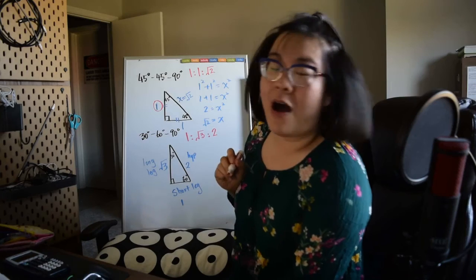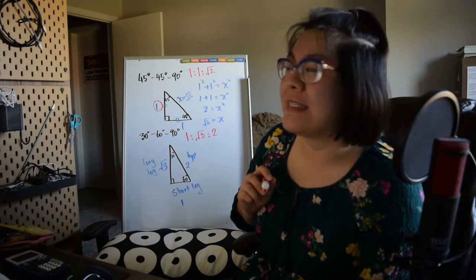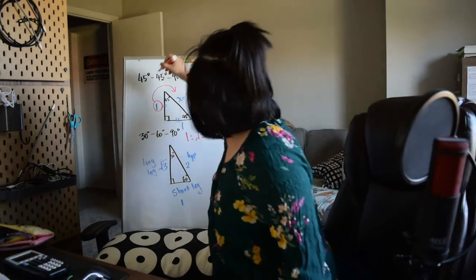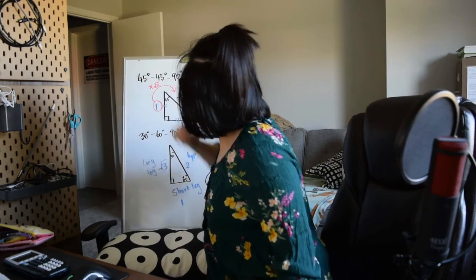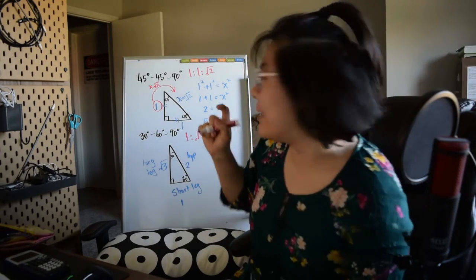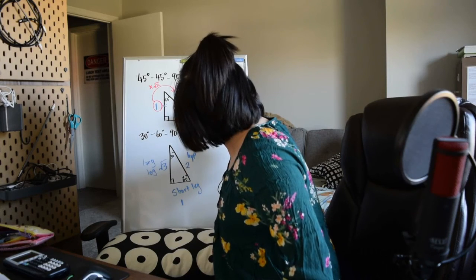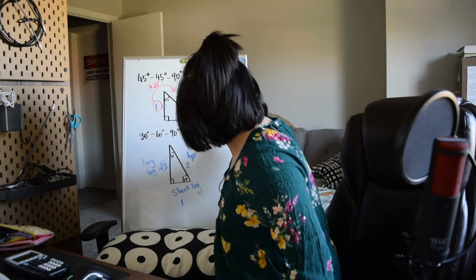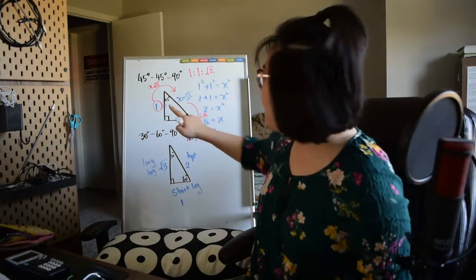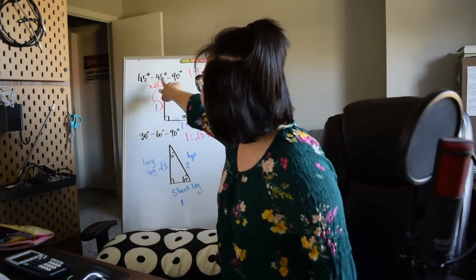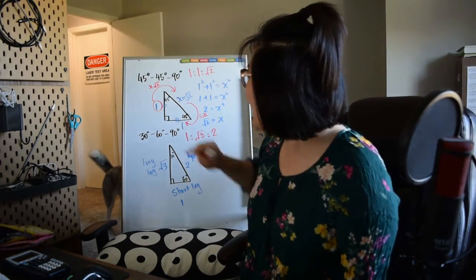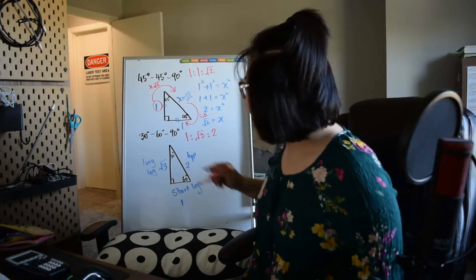So on our leg, if you want to calculate the hypotenuse, whatever your leg is, I want you to multiply by radical 2. And if you know the hypotenuse and you want to figure out the leg, you have to divide by radical 2. So this is how you figure out the first one. If you know the leg and want the hypotenuse, you multiply by radical 2. If you know the hypotenuse and want the leg, you divide by radical 2.